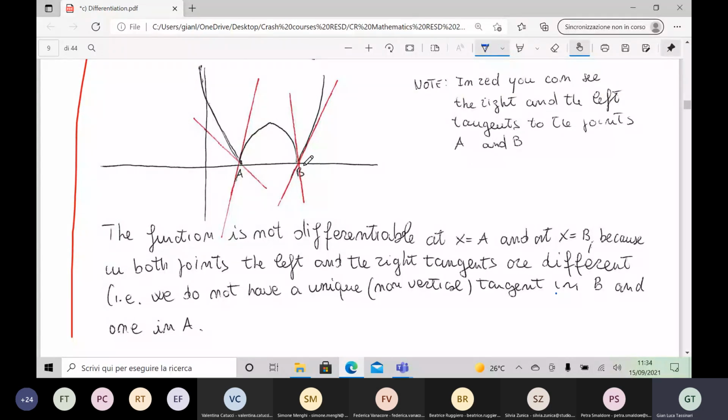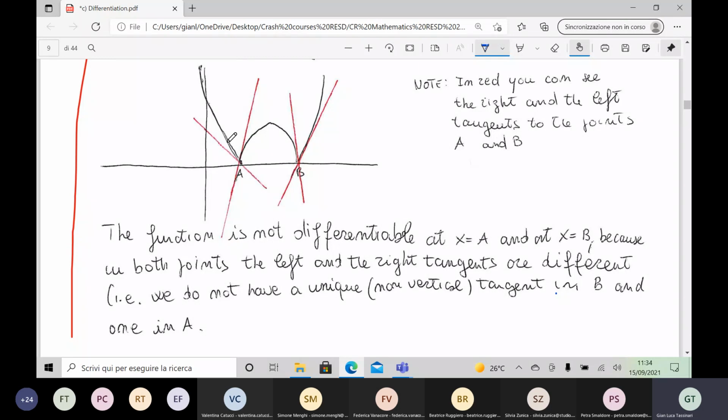This function, you see, is continuous everywhere, because you never have to raise your pencil. You can plot the graph without raising your pencil from the sheet of paper. Okay, so it is continuous. However, is it differentiable everywhere? No, it's not differentiable at point A and is not differentiable at point B.